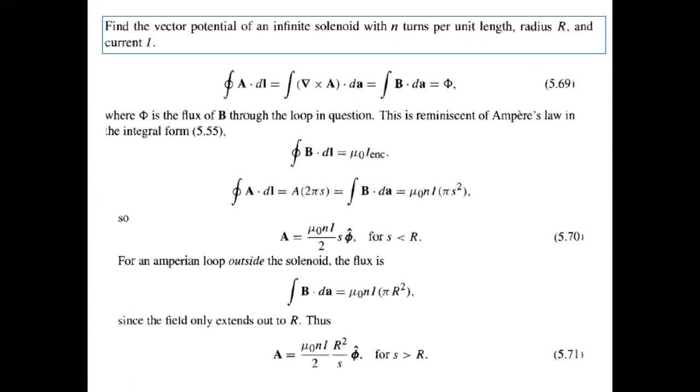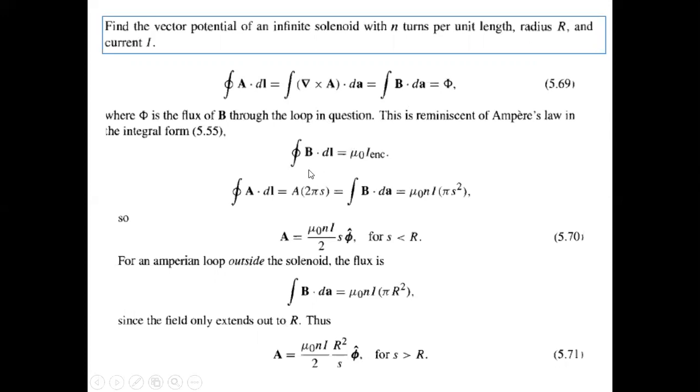Now, if we think about a problem like finding the vector potential of an infinite solenoid with n turns per unit length, radius r, and current I, then this equation will come in handy. We consider this factor and convert this one by Stokes' theorem to curl of A, and we know this one is already B, so it becomes B dot dA, which is basically the flux through the loop in question.